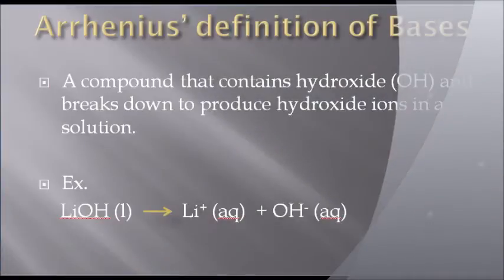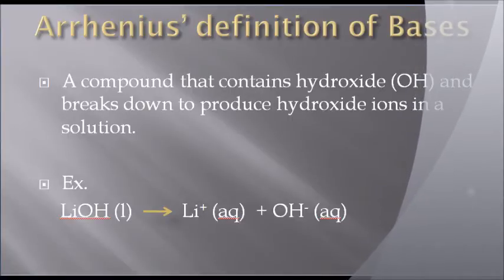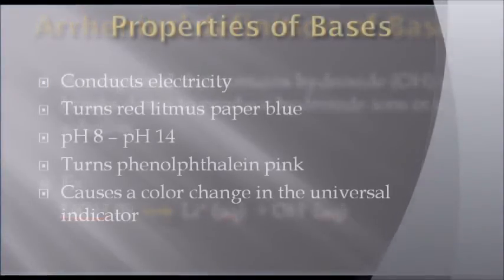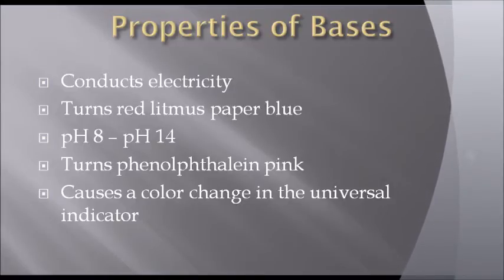Arrhenius' definition of bases: a base is a compound that contains hydroxide, OH, and breaks down to produce hydroxide ions in a solution. An example would be lithium hydroxide breaking down into lithium and hydroxide separately. Properties of bases: bases, like acids, conduct electricity and cause a color change in the universal indicator. But they turn red litmus paper blue and have a pH of 8 to 14, and they turn phenolphthalein pink. Unlike acids, which turn blue litmus paper red, bases turn red litmus paper blue.